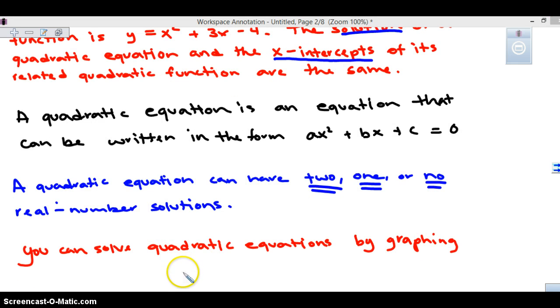You can solve quadratic equations by graphing. So for now, we're only working with equations that have 2 solutions, 1 solution, or no solution. No solution meaning that it does not have a real number solution. In the future, we'll talk about the ones with no solution and what the solution would actually be. But for the context of this lesson, it will be 2 solutions, 1 solution, or no solution.